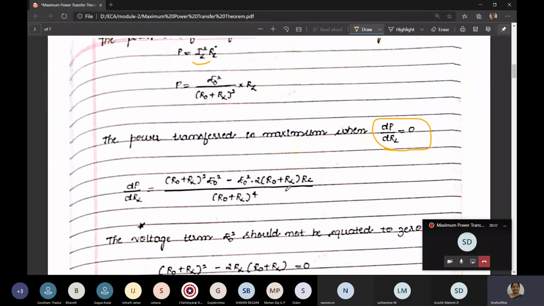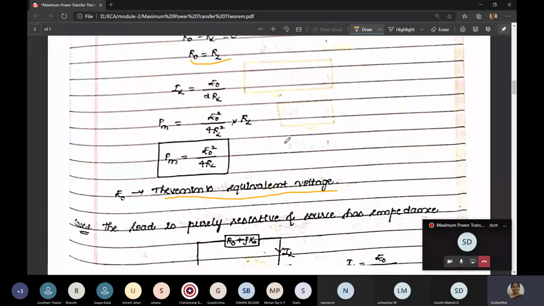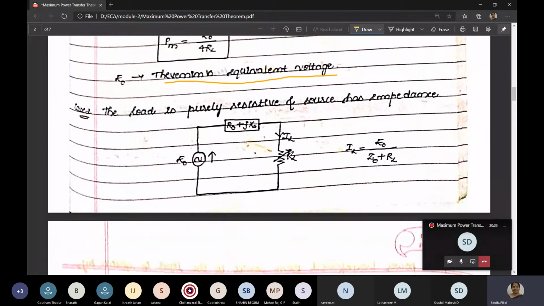Once again I'll tell, this R naught is equal to RL. It is substituted here in this equation. Okay, R naught is equal to RL is substituted here, so we'll get RL square. One RL will get cancelled. So we'll get here 4RL. That is the first case. Now what is the second case?